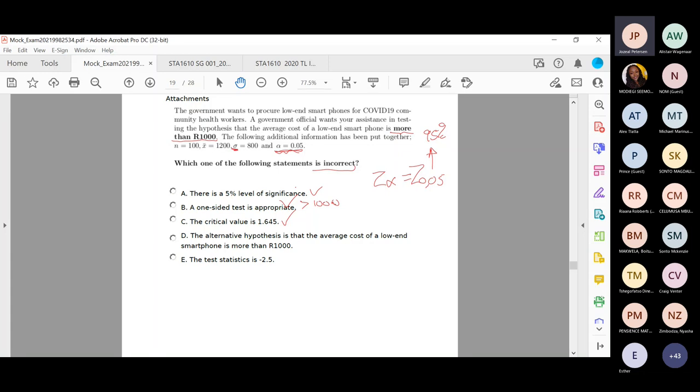Number D, the alternative hypothesis is that the average cost of a low-end smartphone is more than 1,000. Incorrect.